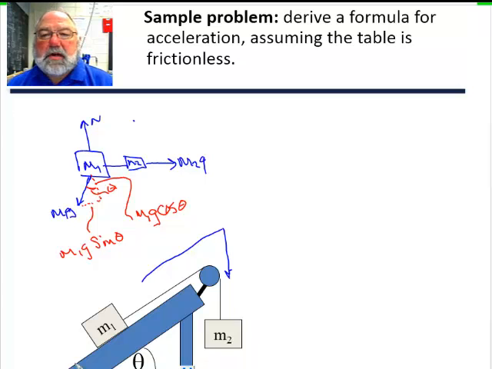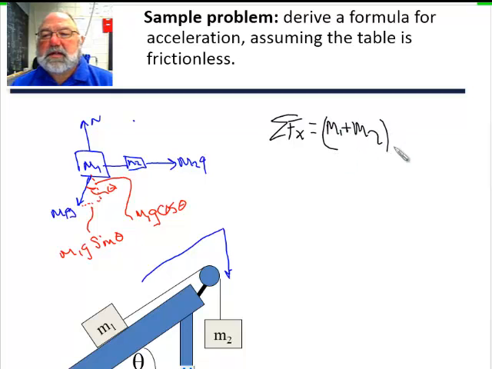Now I can go right to putting together the second law equation for this system. The sum of our forces in the x direction is equal to the mass of the system, m1 plus m2, times the acceleration of our system, and that's equal to the forces acting in the x direction. In the positive x direction we have m2g. In the negative x direction we have this component of gravity, m1g sine theta, so it's minus m1g sine theta.